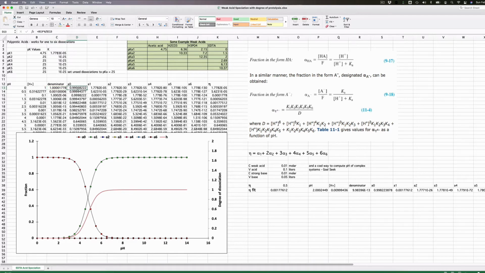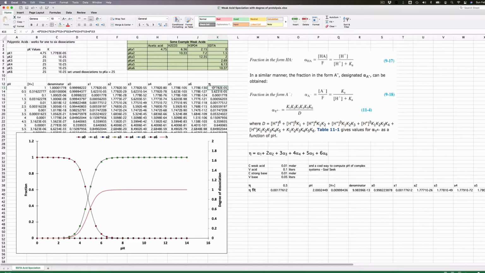And so here's my alpha 0. So that's H plus to the 6th over D, H plus to the 5th K1 over D, H plus to the 4th K1, K2 over D, etc., all the way out to K1, K2, K3, K4, K5, K6 over D, which is exactly what I have in equation 11-4.